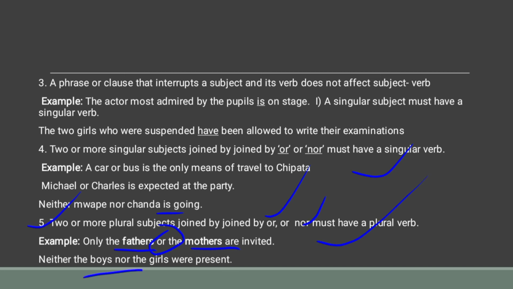Neither the boys nor the girls were present. Neither the girls nor the boys were present. Those are plural subjects being joined by what? Nor or or. In that case, we use what? A plural verb, which is are. For singular subjects, use what? Is. I think we are together on this one.